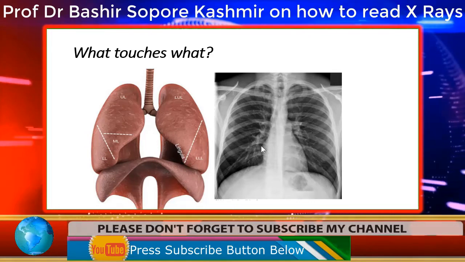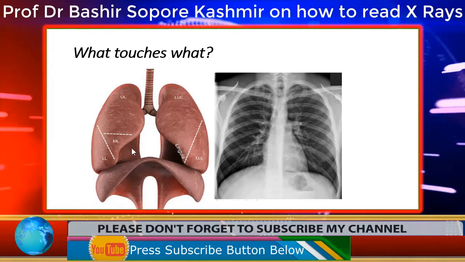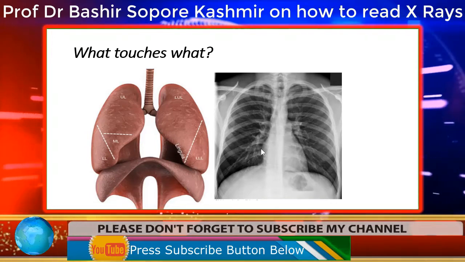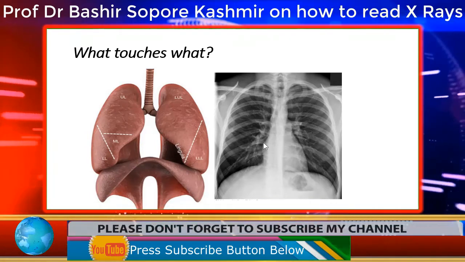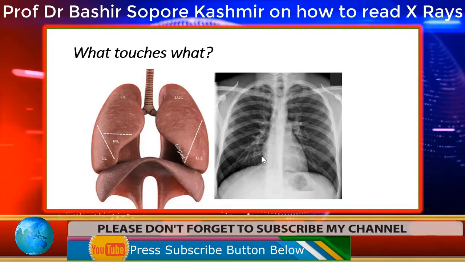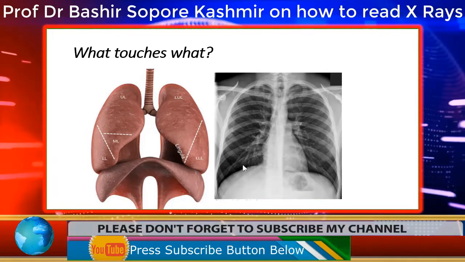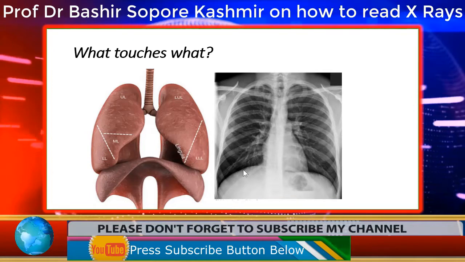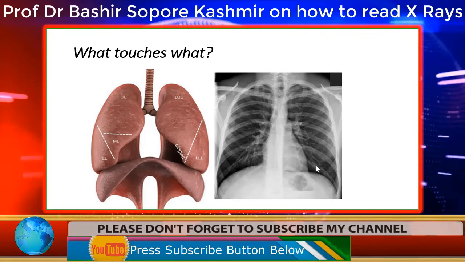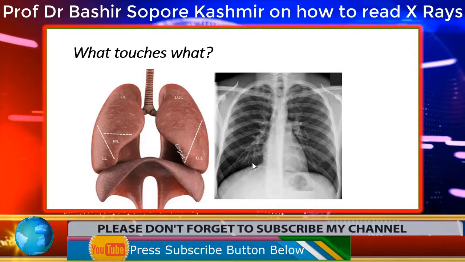And here the middle lobe, you can see the middle lobe touching the right side of the heart or the right atrium. So on x-ray, this portion is the middle lobe, which touches the right atrium or right border of the heart. And the lower lobe, you can see here, this is the lower lobe, this is the lower lobe. So the lower lobe touches the diaphragm, right as well as left. I think this is clear now.